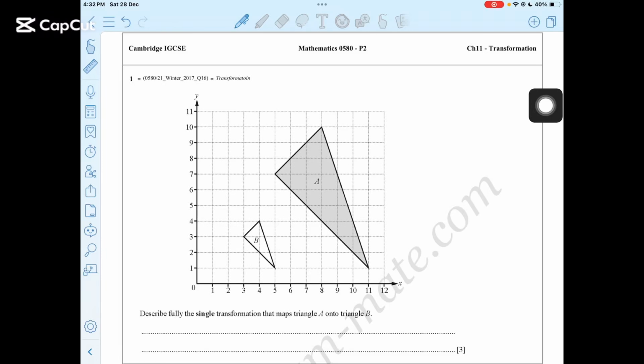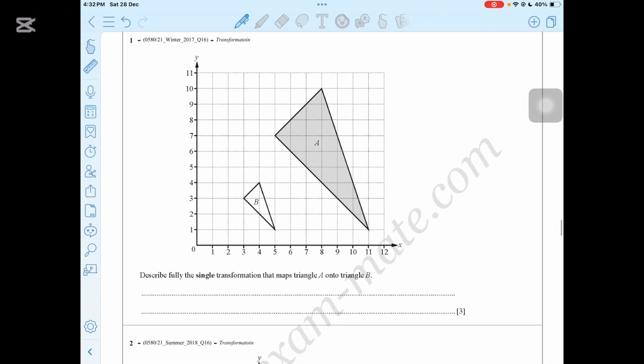Okay, so my name is Bilal, and today we'll be solving Cambridge IGCSE Mathematics 0580, Paper 2, and chapter number 11, that is transformations. So we are given question number 1. Here we are given an A and a B object. Describe fully the single transformation that maps triangle A onto triangle B.